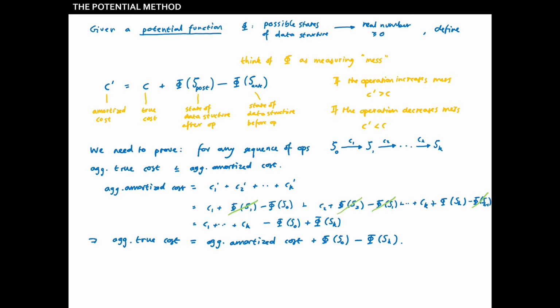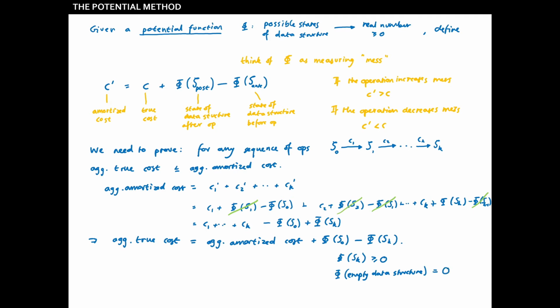Two more facts to bring in, or one fact and one definition. We have defined phi to be above or equal to 0. Therefore, phi of SK is above or equal to 0. That's just something we're going to insist on whenever we define a potential function. And another thing we're going to insist on is we shall assume that phi applied to an empty data structure is equal to 0.